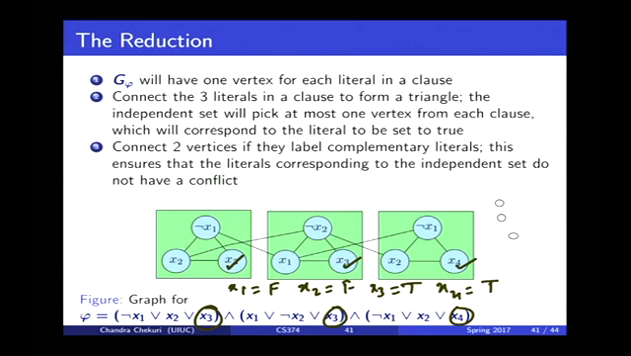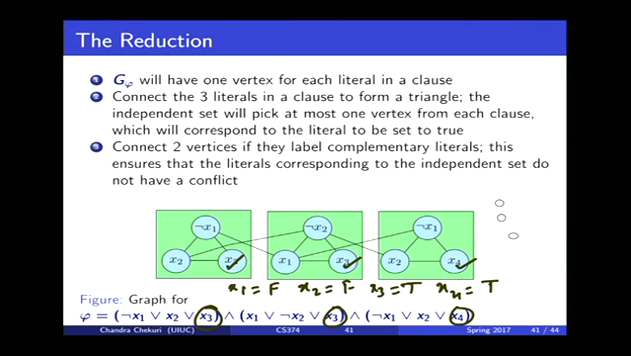I could not have picked, for example, x2 and not x2, because whatever fixed assignment I have, if it satisfies one clause, it cannot satisfy the other literal. So these three vertices must form an independent set. If there is a satisfying assignment, I can pick one vertex from each triangle such that they give me an independent set. Agreed? Questions on that?